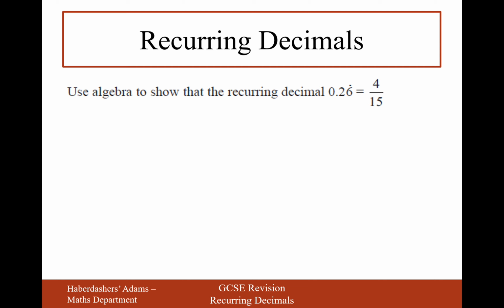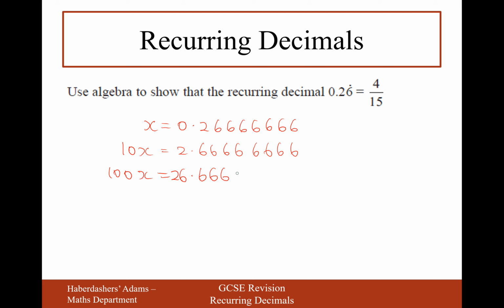Okay, let's move on to the next question. 4 out of 15 this one, so we'll write out x equals 0.26666666, multiply it by 10 and we get 2.66666666, and multiply by another 10 because we've not quite got the decimals lining up perfectly. 26.66666666, and then we've got lines 2 and line 3 on the decimals perfectly lined up.